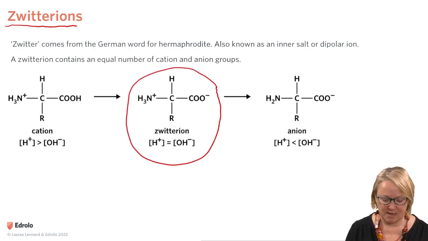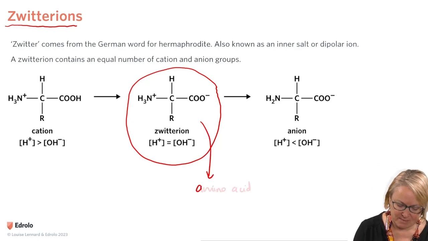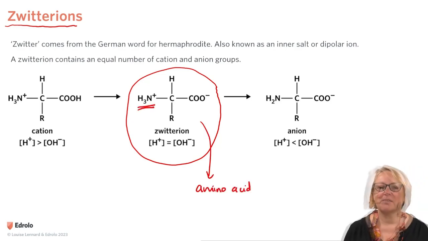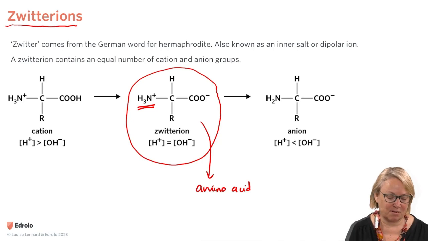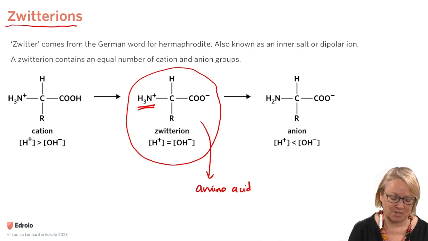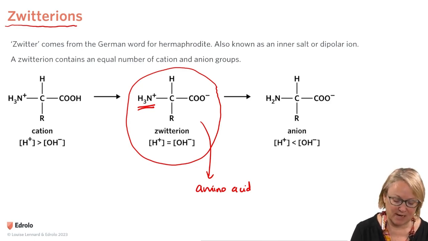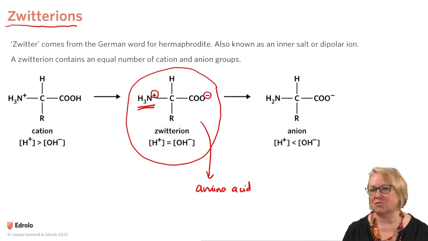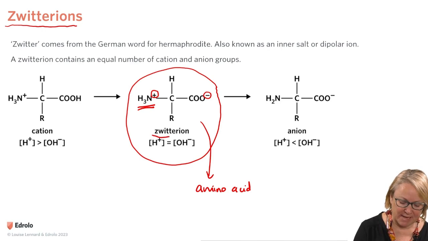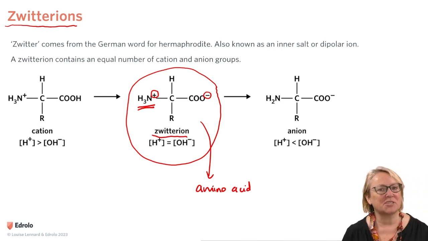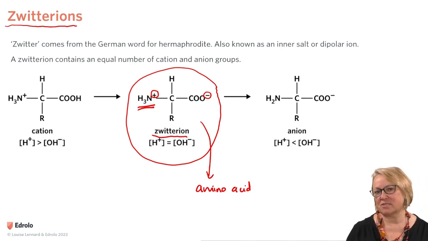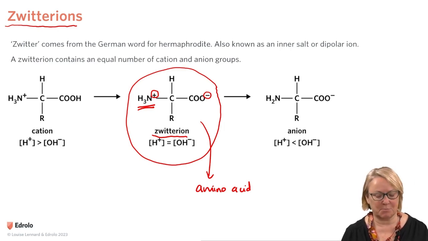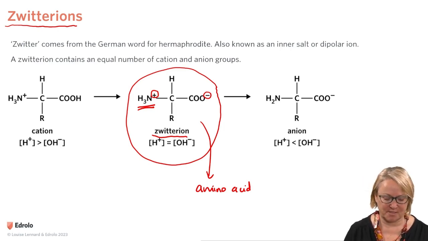Now, you might recognize it as being an amino acid, except the amine part is protonated. It's got a positive charge and an extra hydrogen. And the carboxylic acid group, the carboxyl group, has lost its proton. It's deprotonated and it has a negative charge. So there's a positive and a negative charge on this amino acid. That makes it a zwitterion at pHs around neutral, where the concentration of hydrogen ions is similar to the concentration of hydroxide ions.